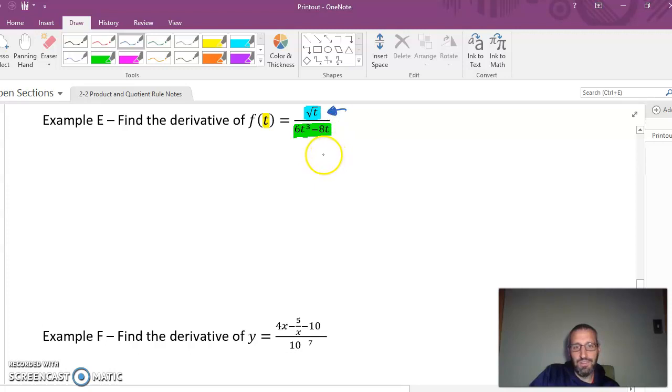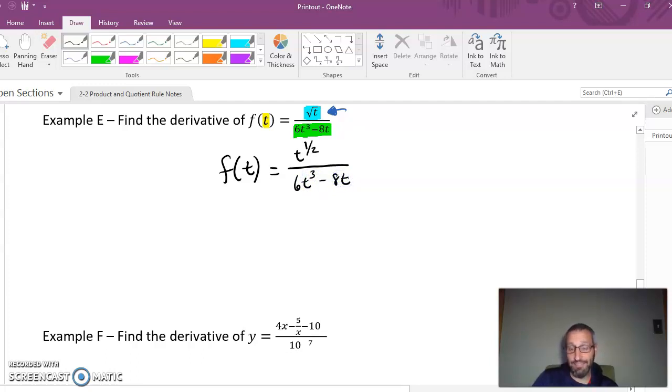I got a root. And when I have a root, I want to change that to a fractional exponent, right? So let's rewrite this one first. I'm going to rewrite this one. F of t equals, that's t to the first power square rooted. So t to the first power square rooted is t to the 1/2. And let's, oh no, denominator's good, right? 6t to the third power minus 8t.